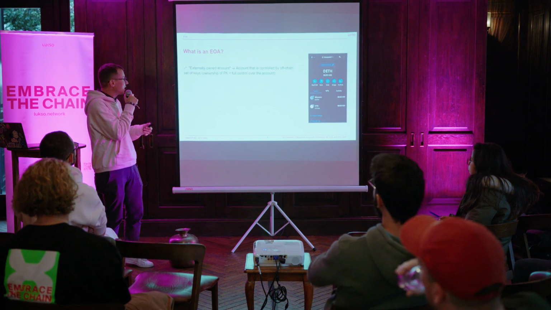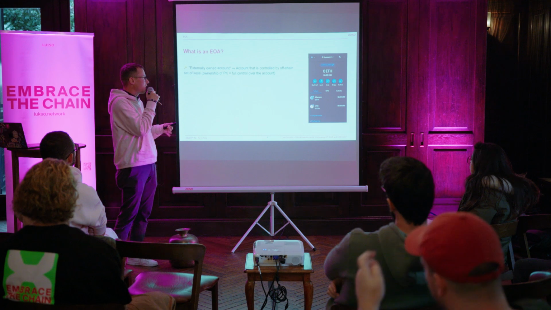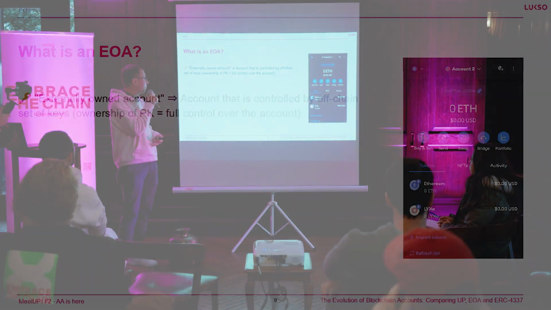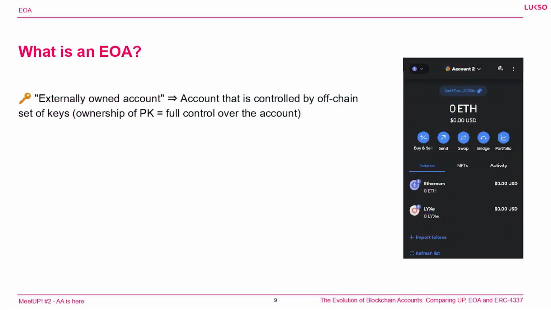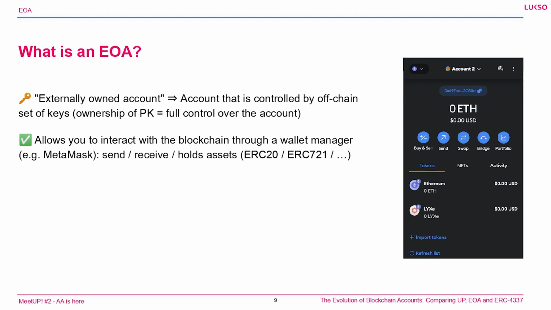So an EOA is an externally owned account. This is basically an account that is controlled by an off-chain set of keys, your public and your private keys. Owning the private key means that you have full control over the account. It allows you to interact with the blockchain through a wallet manager, such as MetaMask. You can do everything you want on the blockchain. You can send an asset, receive an asset, hold your asset, interact with smart contracts, with a DEX, with any kind of liquidity provider pool or whatever.